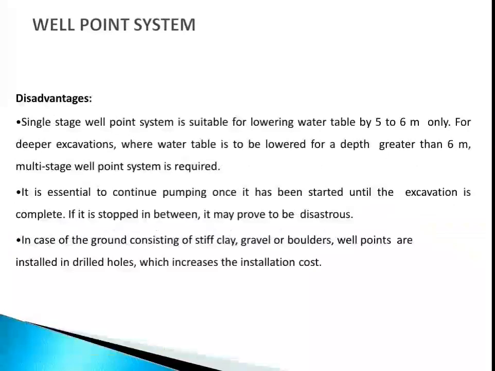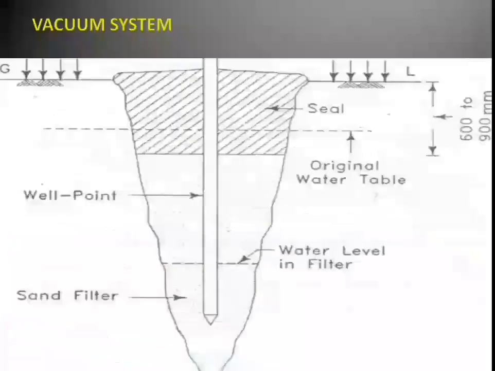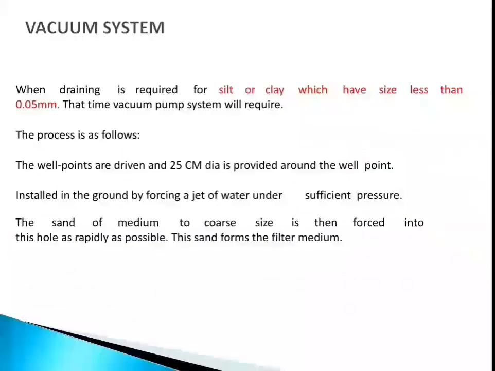In case the ground consists of stiff clay, gravel or boulders, well points are installed in a drill hole, which increases the installation cost. Next one is the vacuum system. We can see the schematic diagram of it in the image. So the vacuum system: when draining is required for silt or clay which have size less than 0.05 mm, that time a vacuum pump system will be required.